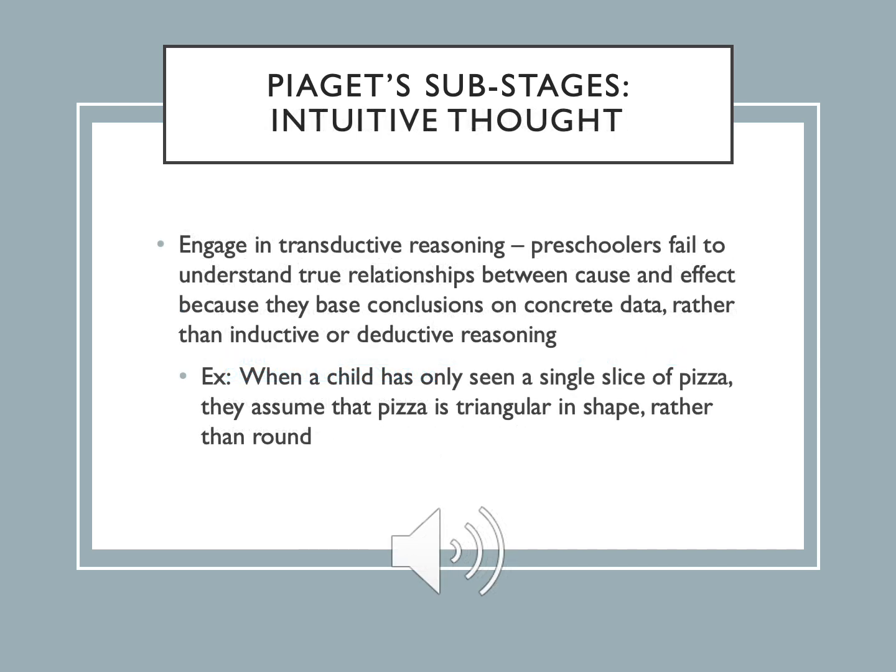The next preoperational substage is intuitive thought. One of the big aspects here with intuitive thought is children's reasoning. We see that children fail to understand the true relationship between the cause and effect of different aspects of the world because they base their conclusions on concrete data rather than inductive or deductive reasoning.